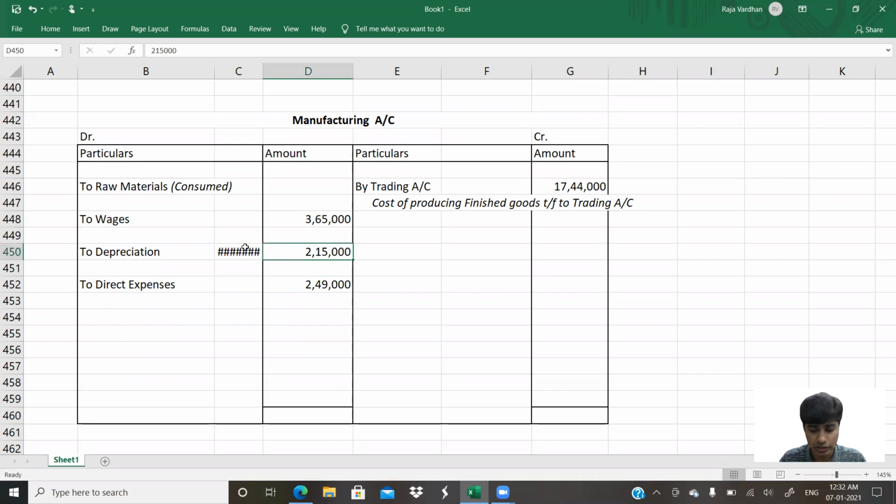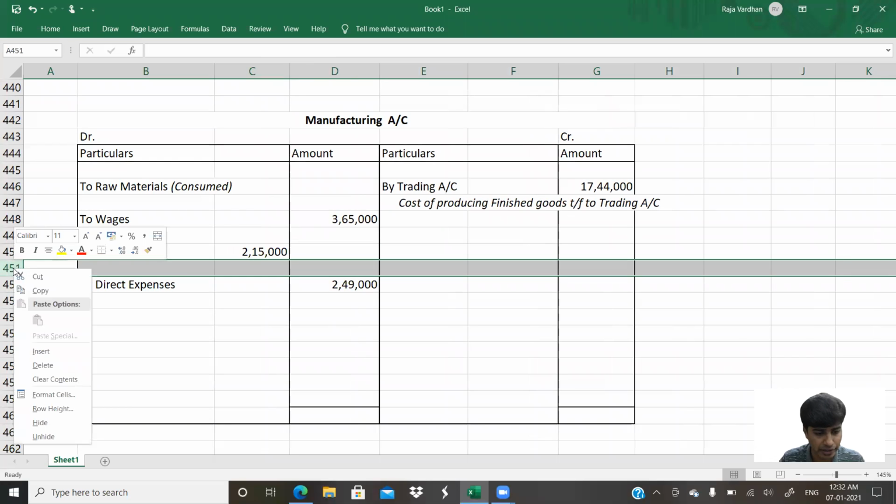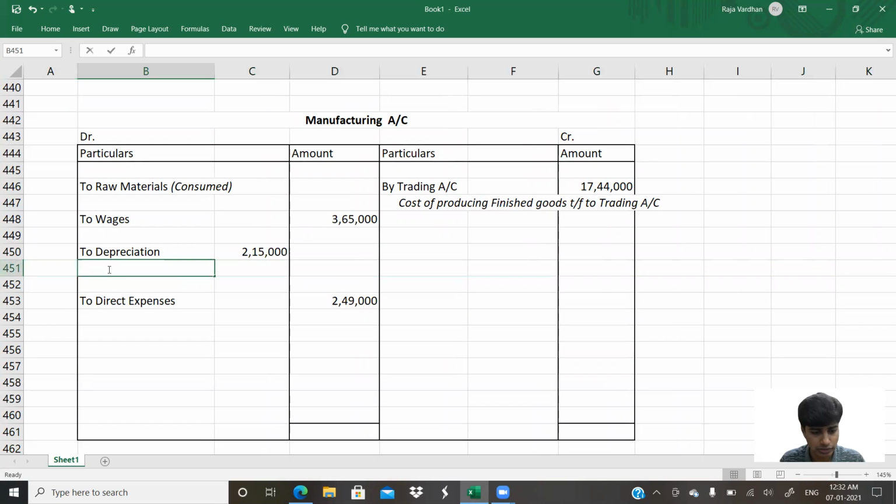2,15,000. You get that? That is wrong. We'll correct it. What will we do? We would have to add further depreciation. Shall we add further depreciation? Okay.